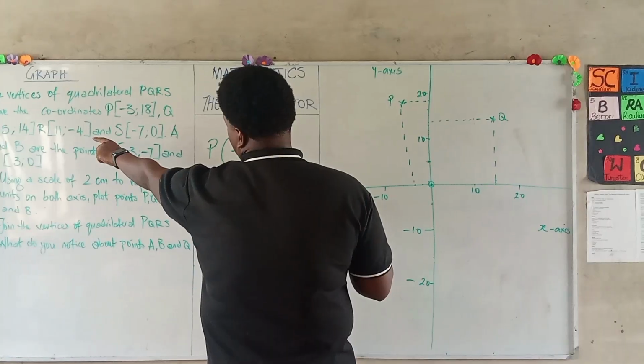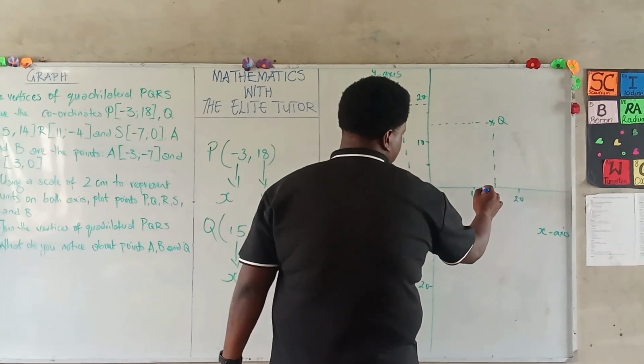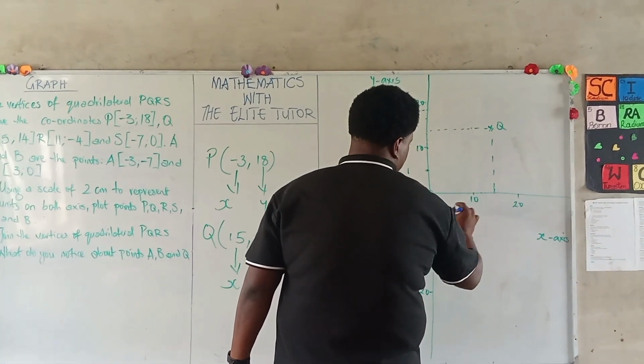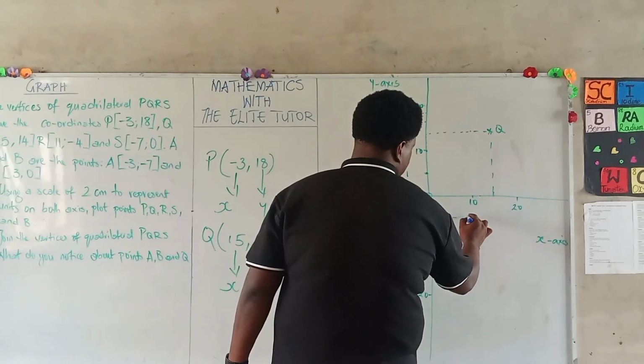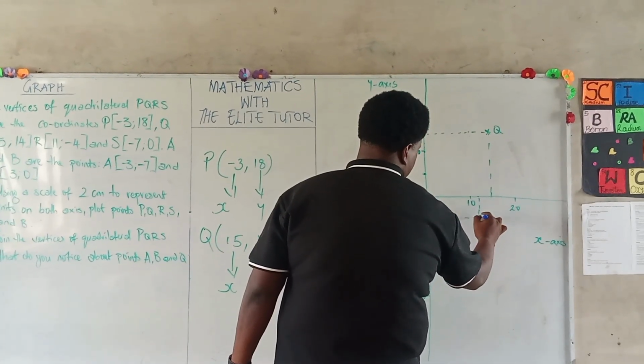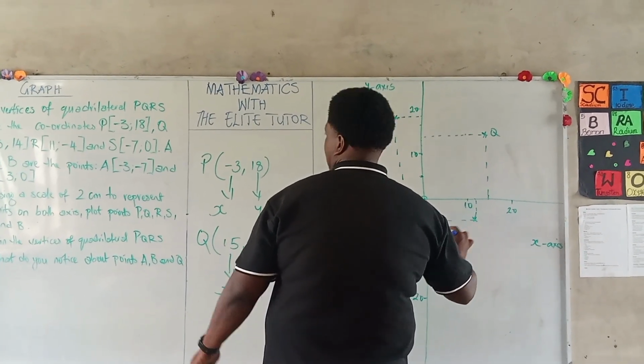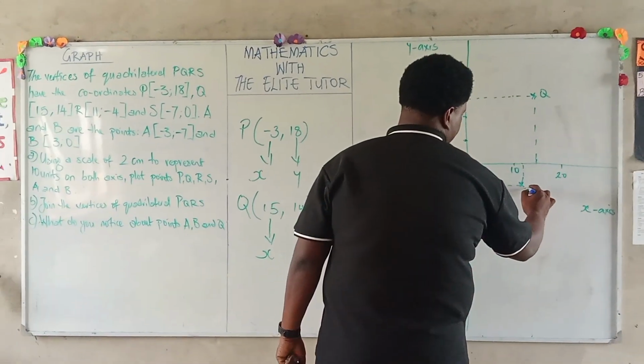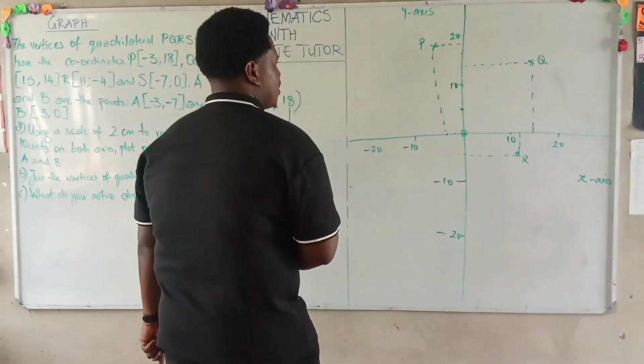So when x is 11, we have 11 to be here. We can bring it out here, and then we asterisk it. And this gives us the point for R.